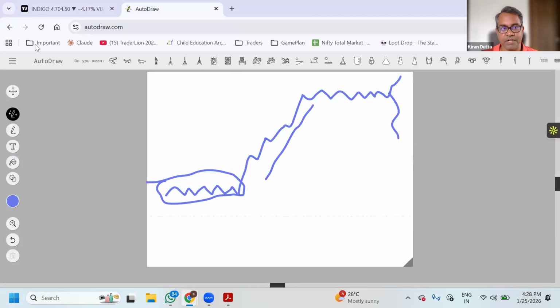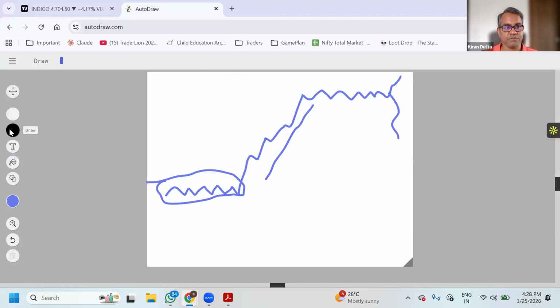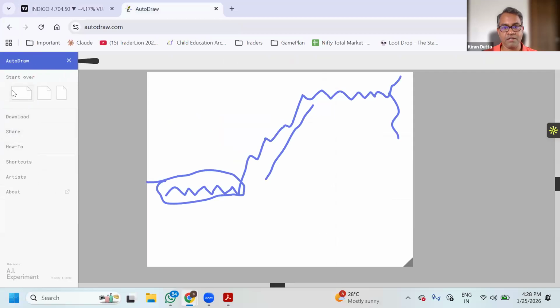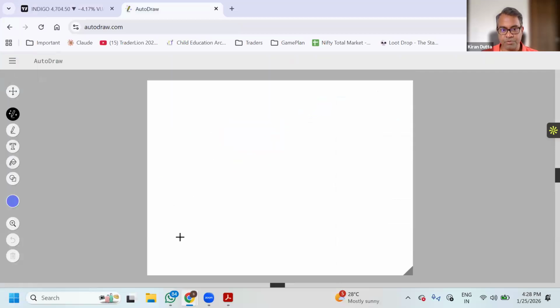You're getting my point, right? Okay, let me draw this here, for the sake of understanding. When a stock goes up, it goes up like this, consolidates a little bit here, goes up, right? Again it consolidates, again it goes up, right?